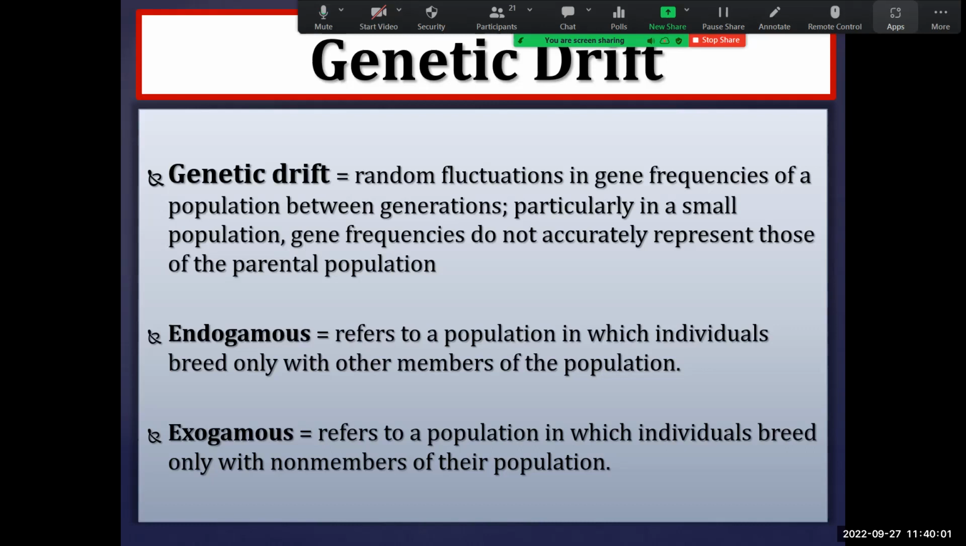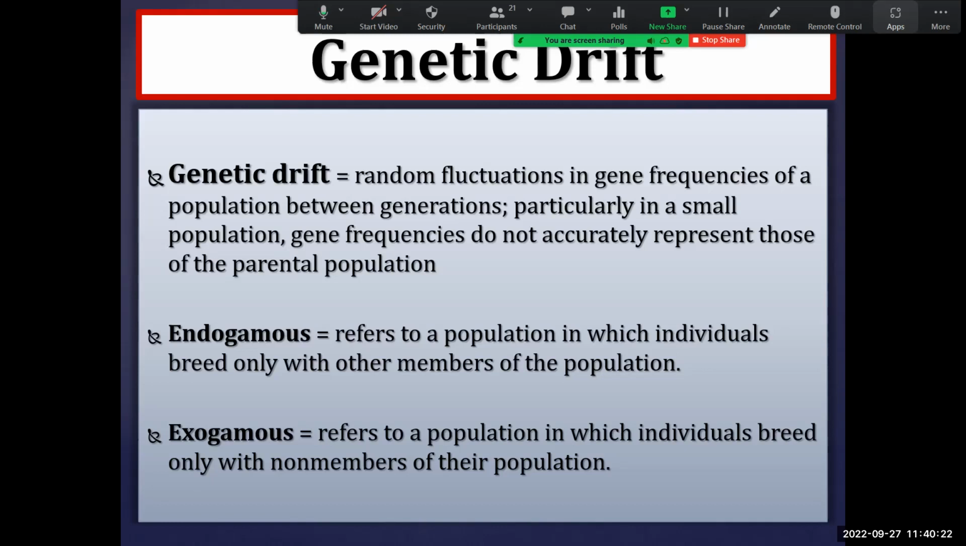So this term endogamous refers to a population in which individuals breed only with members of that population. So the lemurs on Madagascar were endogamous. They were not interbreeding with any of the lemurs that were left on the mainland. And this term exogamous refers to a population in which individuals breed only with non-members of their population.